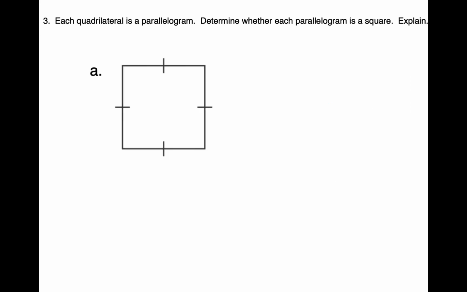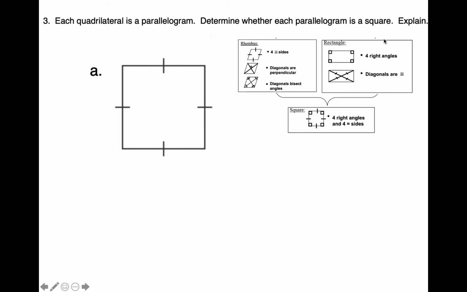All right, for number 3, it says each quadrilateral is a parallelogram. Determine whether each parallelogram is a square. So a square could be a combo of the rhombus and rectangle, or it could just be that it's got 4 right angles and 4 equal sides. Looking at the picture, I have 4 equal sides. So this is a rhombus. But can I say it's a square? I need to have something from over here. Notice I don't have that. Therefore, I cannot say it's a square. We don't have any right angles to say it's a square.